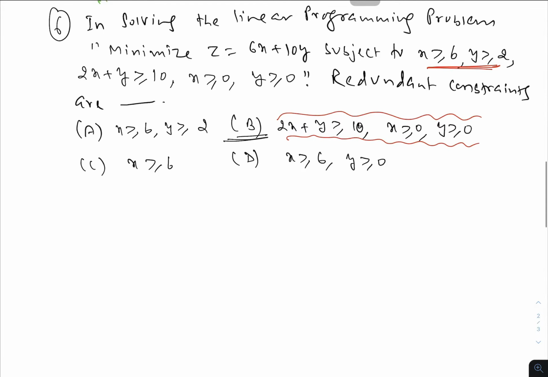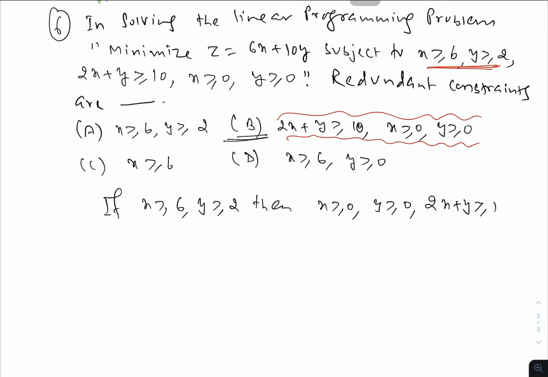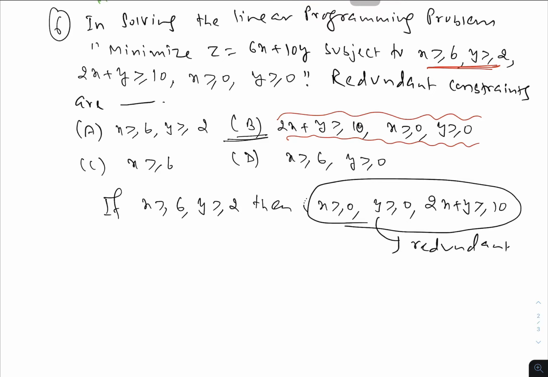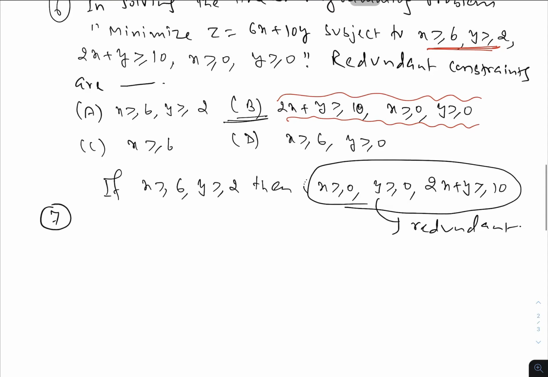Okay. So here that means if x greater than or equal to 6, y greater than or equal to 2, then it is automatic that x greater than or equal to 0, y greater than or equal to 0, and 2x plus y greater than or equal to 10. So these are the redundant ones. Okay, fine. Let us take one more.